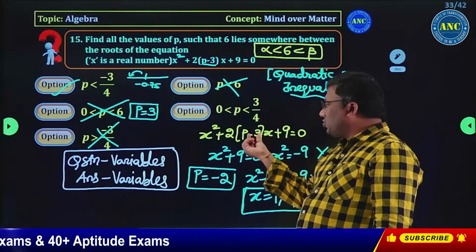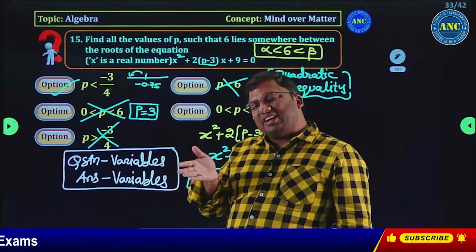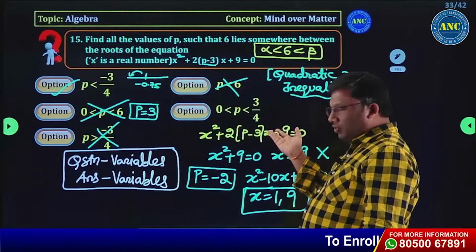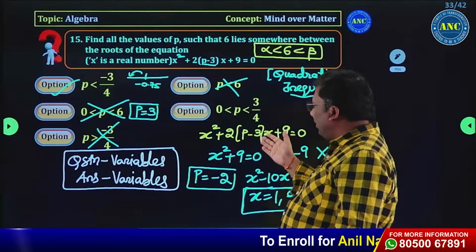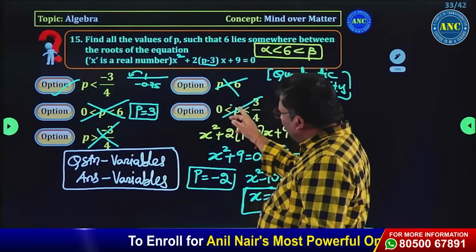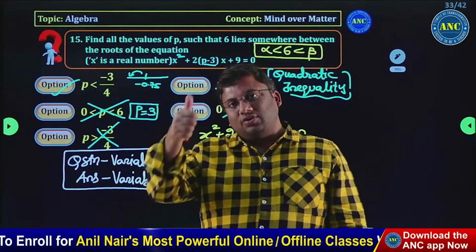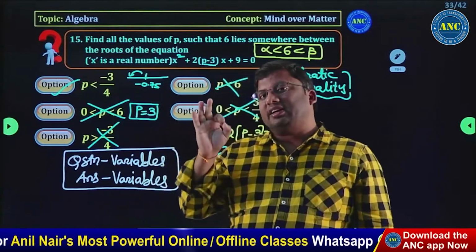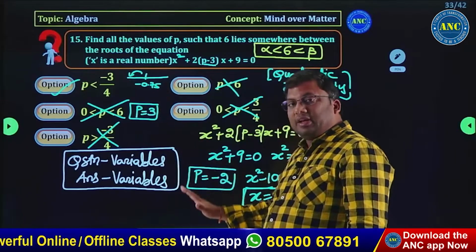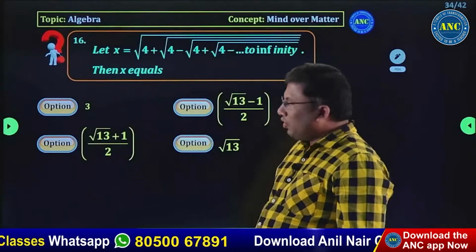Simple, I substituted. P is less than minus 3 by 4. What is the negative integer less than minus 0.75? Minus 1 or minus 2. You can also take some other value. So I took minus 2, I got a condition. So I don't need to check this value. I hope the idea is very much clear to you. Question contains variables, answer contains variables. How to do it? I hope it is clear.